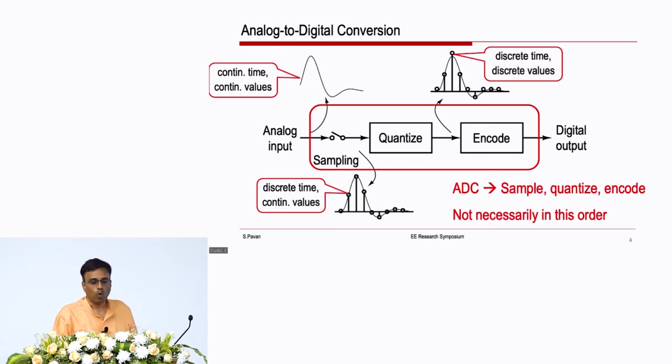So, sample, quantize and encode, not necessarily in this order. It is straightforward to see that if I quantized first and sampled later, that will still work. And there are many clever ways of combining the order and the way you do quantization and sampling to get an implementation which is power efficient.